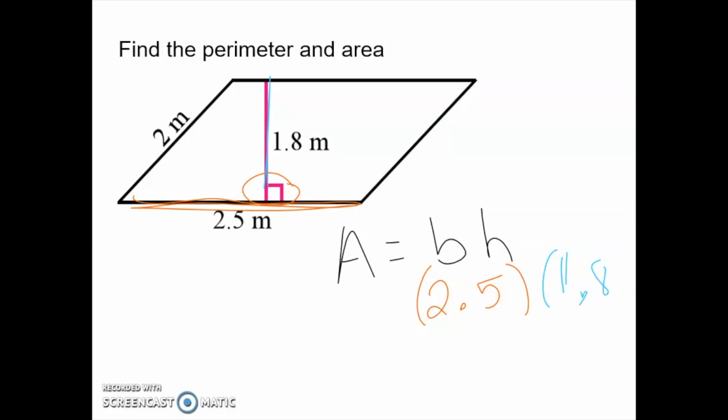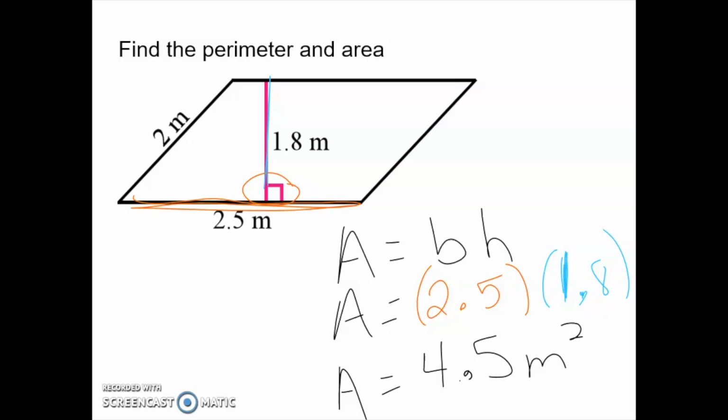And at this point for the multiplication, it's okay to be using a calculator. And so we get, when we multiply those out, area equals 4.5 square meters.